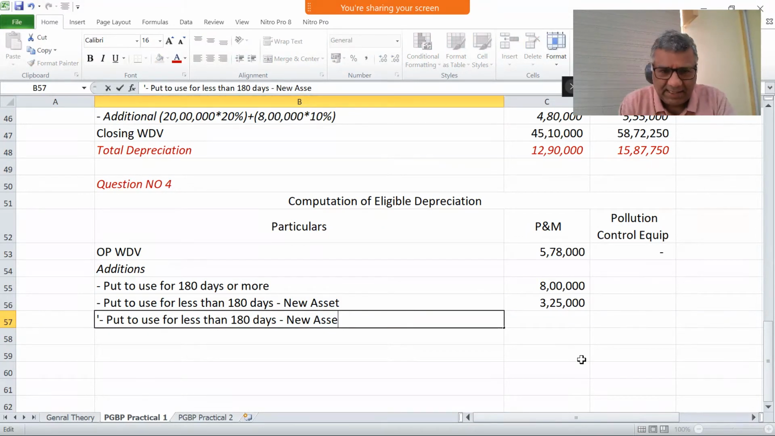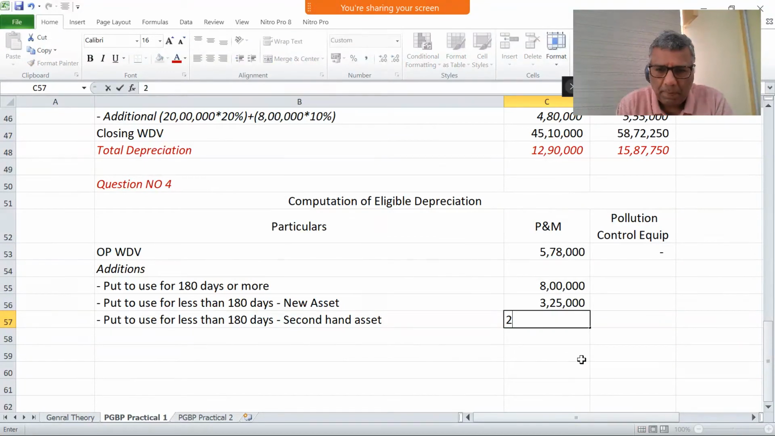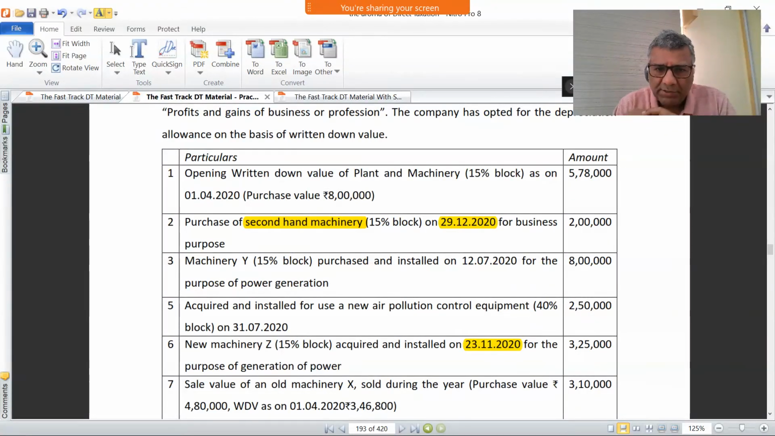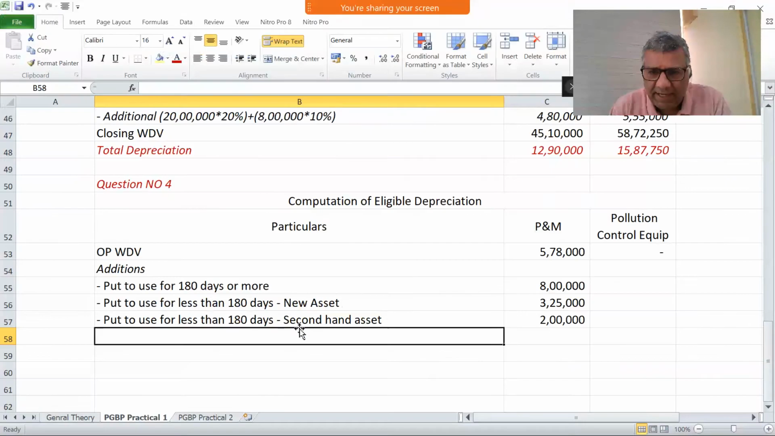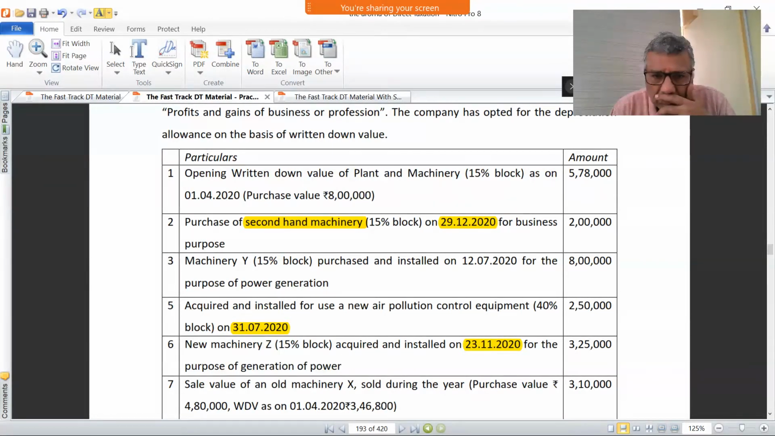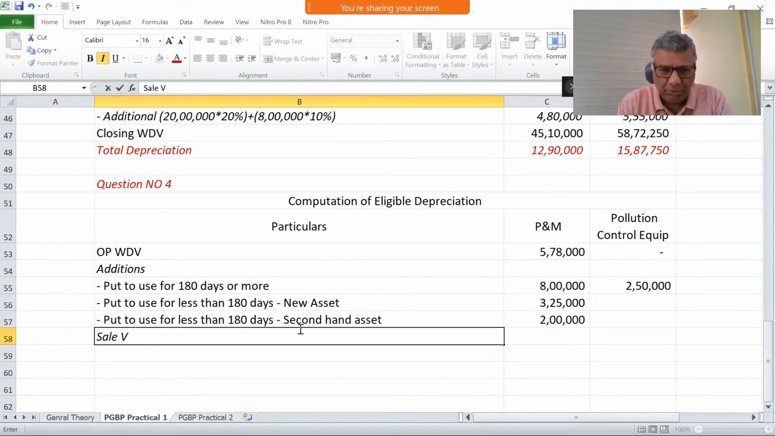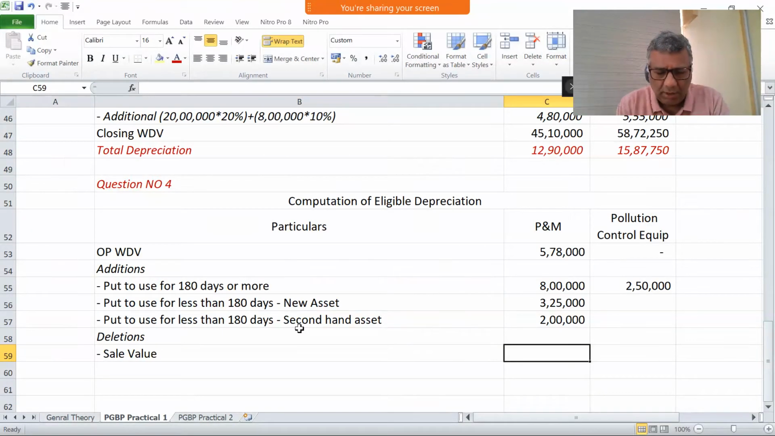Whereas second hand asset is 2 lakhs. Here it is purchased and put to use for more than 180 days, 250. Sale value, deletions, nothing but the sale value is 3,10,000.